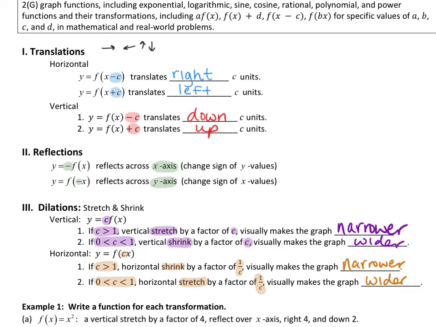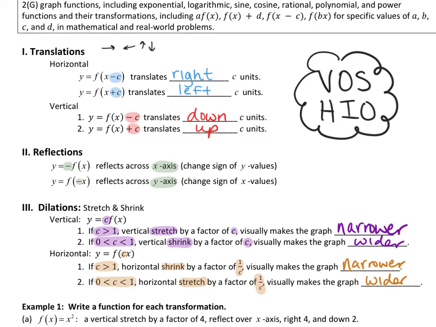To tell the difference between something that's vertical and horizontal, there are some acronyms at play here. You might have heard of some of them before. The acronyms are VOS and HIO. Does that sound familiar? Okay, yeah. So vertical transformations are always outside of the parent function, and they are the same direction as they make sense. So plus is going to go up, minus is going to go down, big numbers make it big, small numbers make it small.